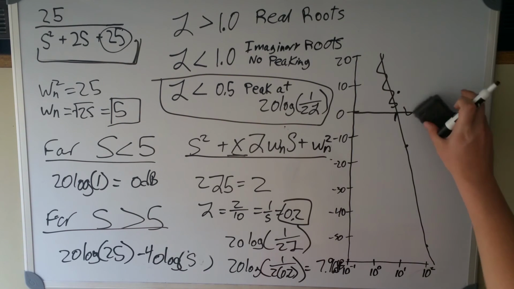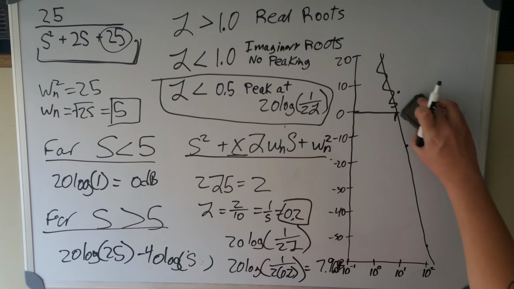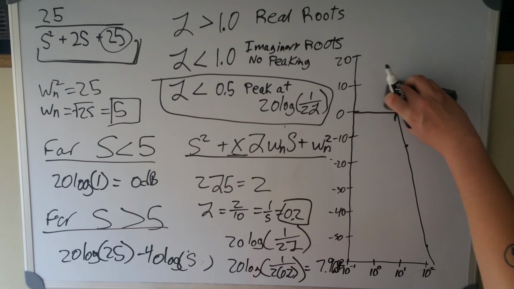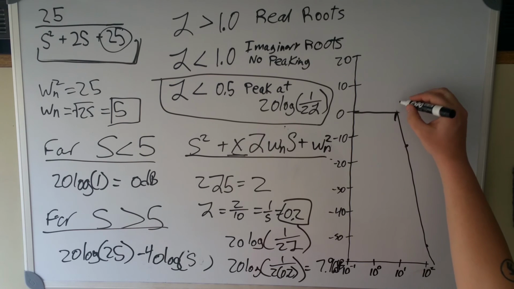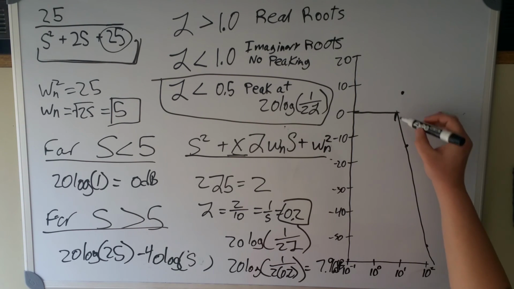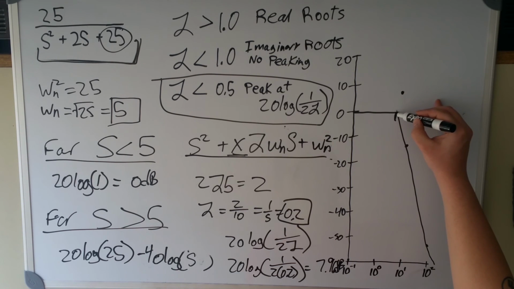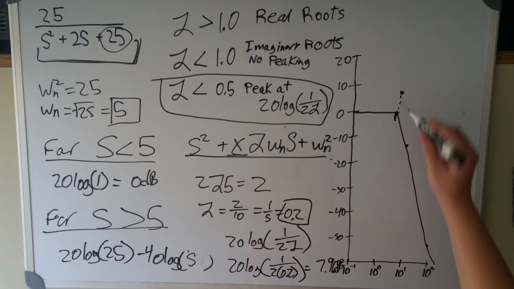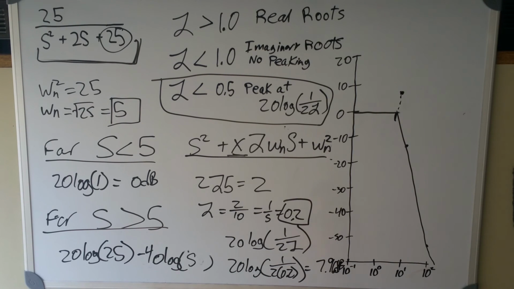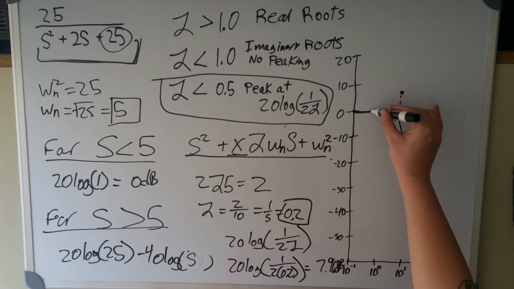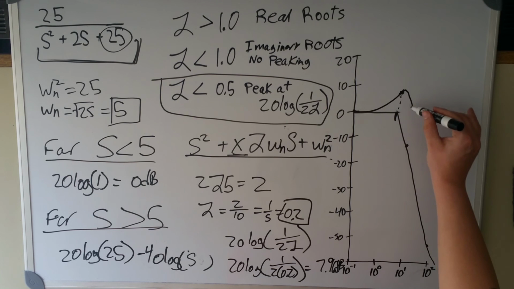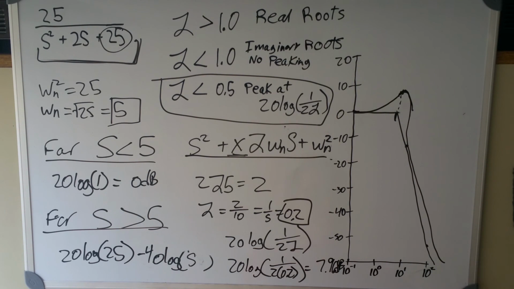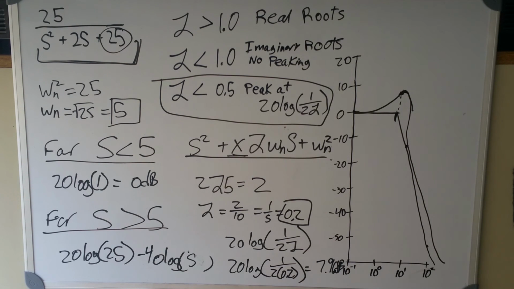Let's get rid of these extension lines here. So about 8. So there will be peaking at this point. The actual graph is a little bit curved, comes up to this point, and then falls back down. And that is how you determine if there's peaking in your Bode plot.